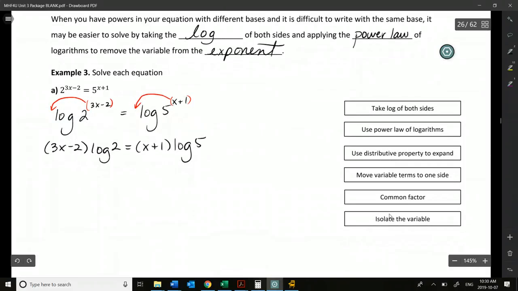Okay, usually when I want to solve for x, I need everything with an x on one side and everything without an x on the other side. But these are attached to the logarithms right now. Does anybody have any ideas as to where we could go from here?